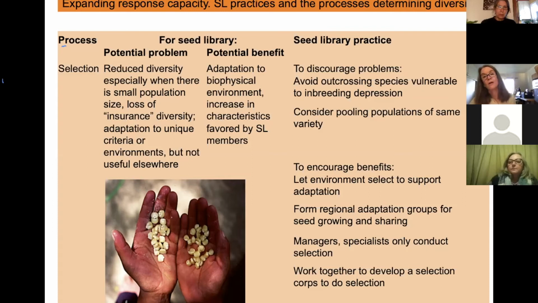Maybe there are only a few people in your group or in your community who have more experience, and they can be selection specialists. Or maybe you can develop a core of people that work together to identify what it is that we want to select for, and then let's go and try that and experiment with it and see how our populations respond to that and if that's working for us.